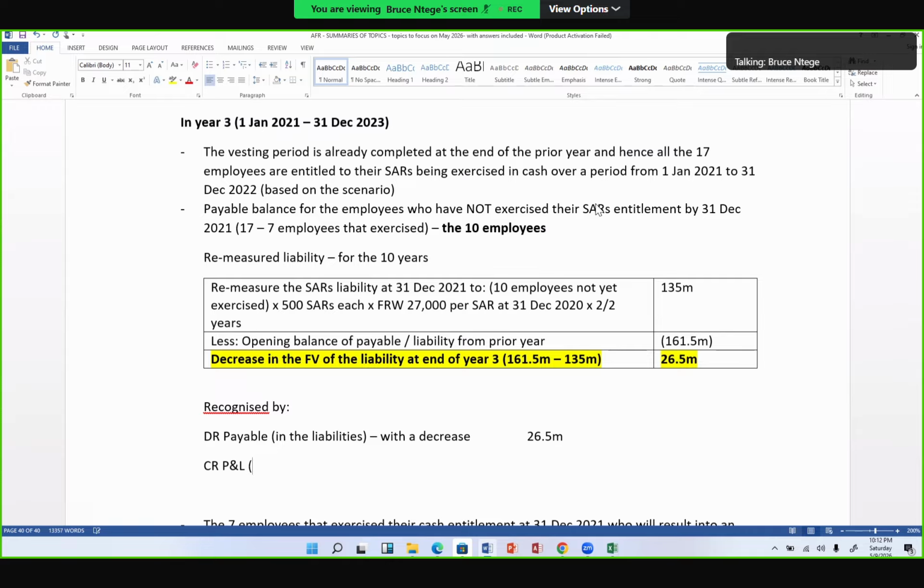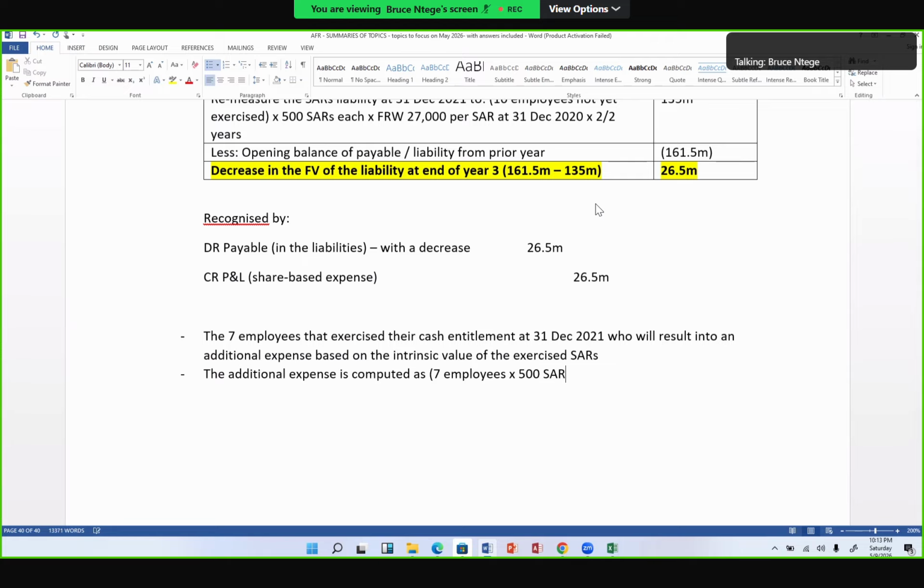These are 7 employees who have picked their monies, and each of them has 500 share appreciation rights. So each of them has picked money for his 500 share appreciation rights, but the intrinsic value is 21,000 for each share appreciation right. So we shall say times 21,000 as the intrinsic value. The examiner will always give you that intrinsic value, and that's the one that you use on the exercised share appreciation rights to determine the additional expense.